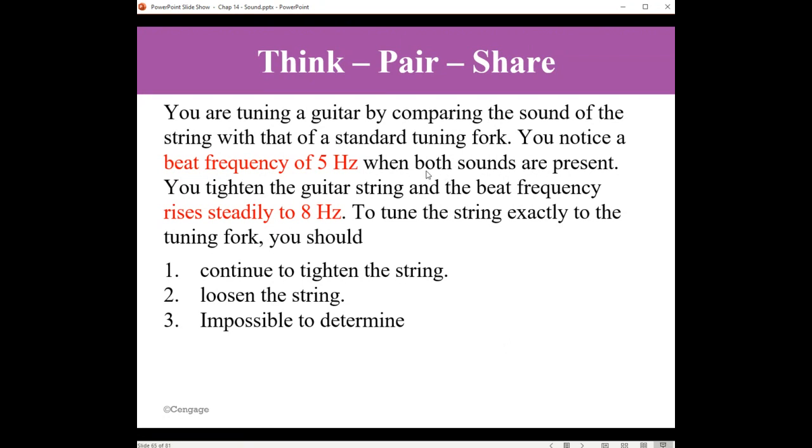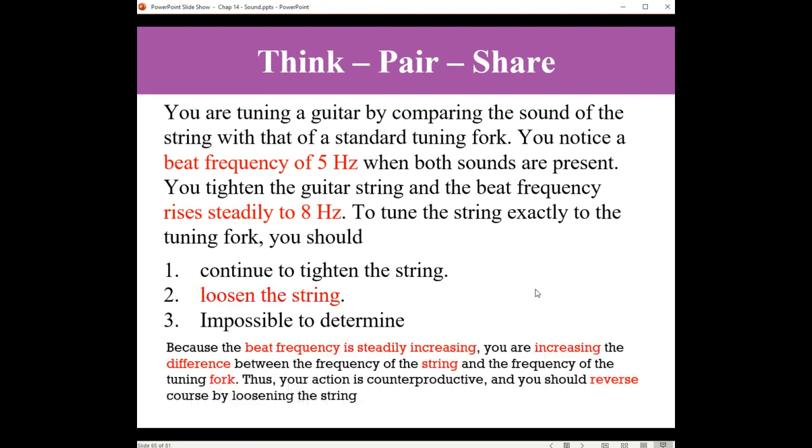So here, as we tighten more, the beat frequency gets higher. We want this to go to 0 if we can, in order to say that the tuning is done. Okay, so in this case, the right answer is you need to loosen the string a little bit so that you reduce the beat frequency.